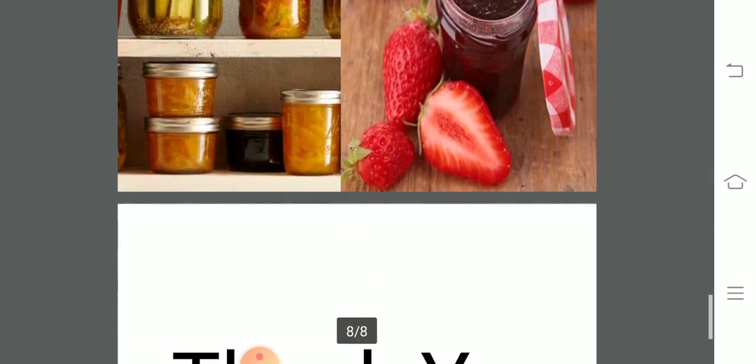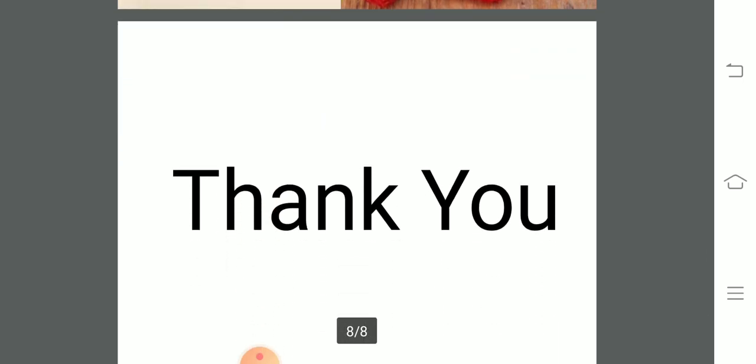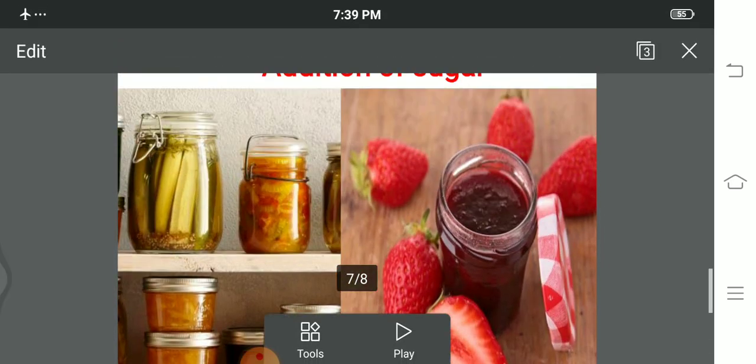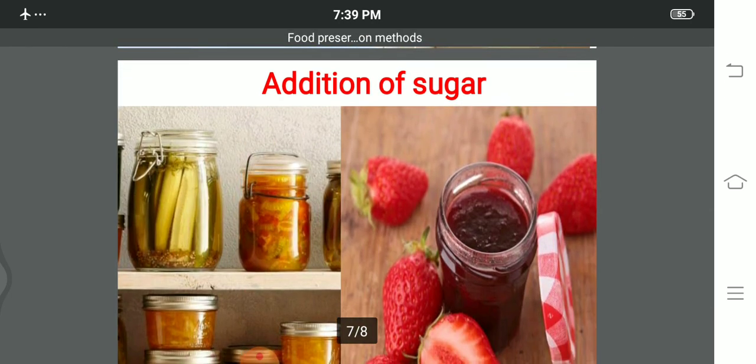Okay, so I hope all of you understood the different methods of food preservation. The first method is what? It is drying or dehydration. The second method is heating. The third method is cooling. Then the next method is addition of common salt. And the last method is addition of sugar.